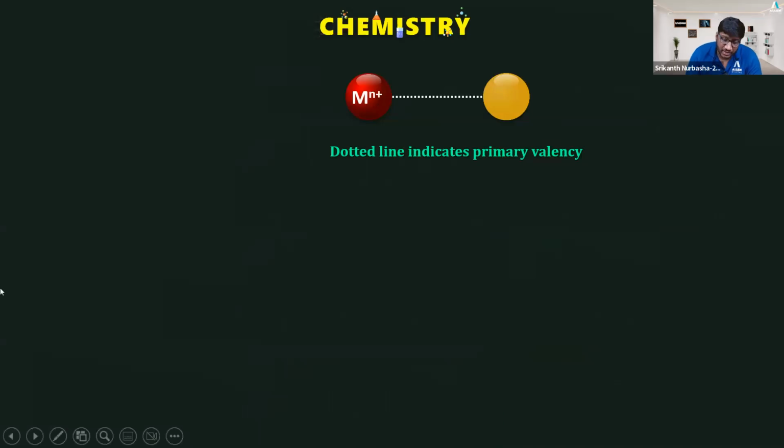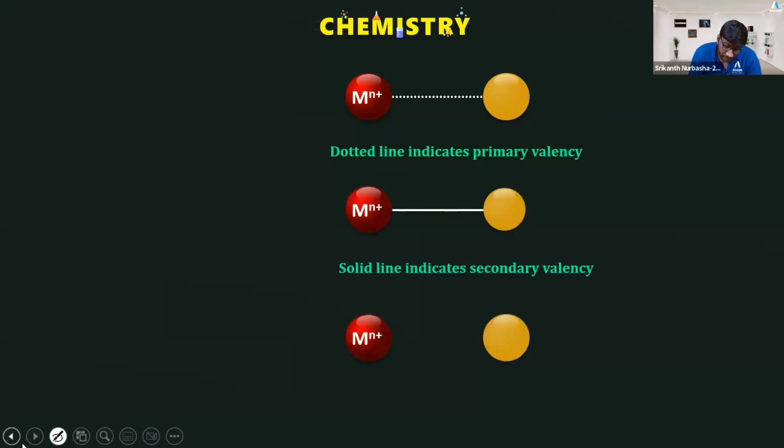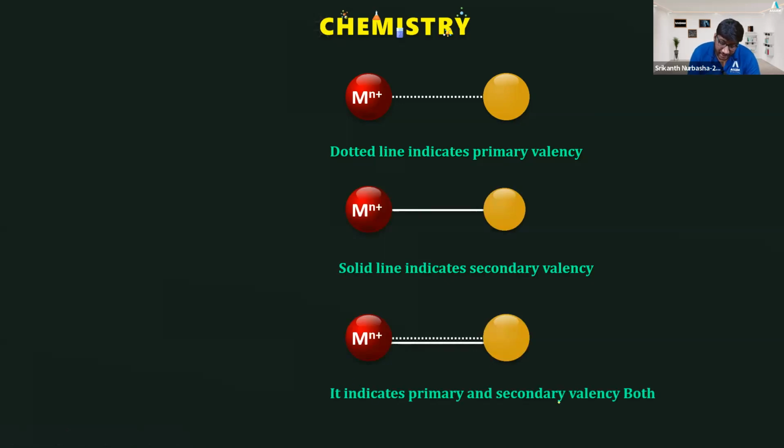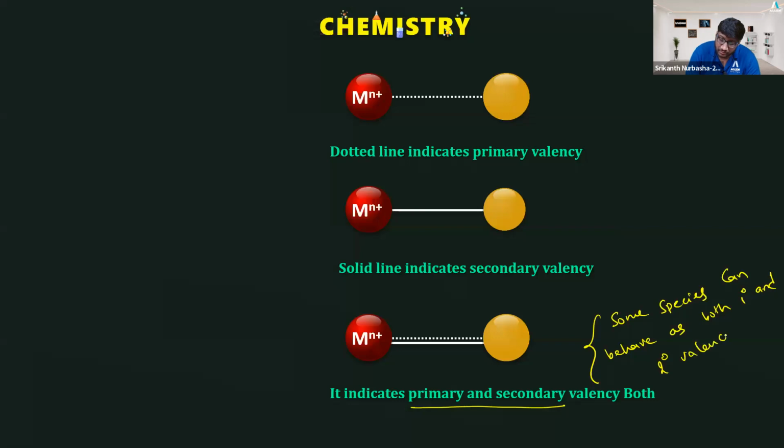Dotted line indicates primary valency. Solid line indicates secondary valency. When you have both dotted lines and solid lines, that indicates primary and secondary valency both. What do you mean by that? That means some species can behave as both primary and secondary valencies. Let us look at what those species are.